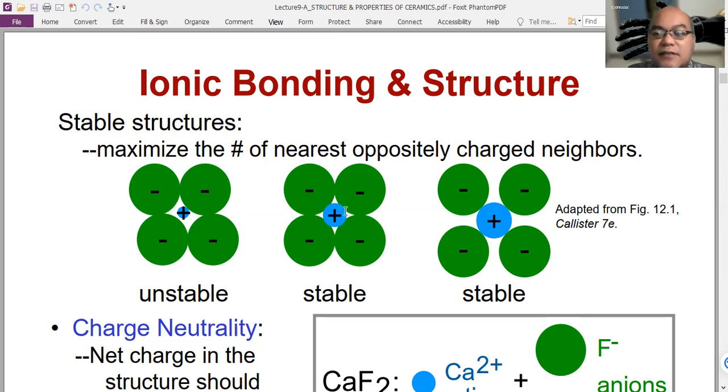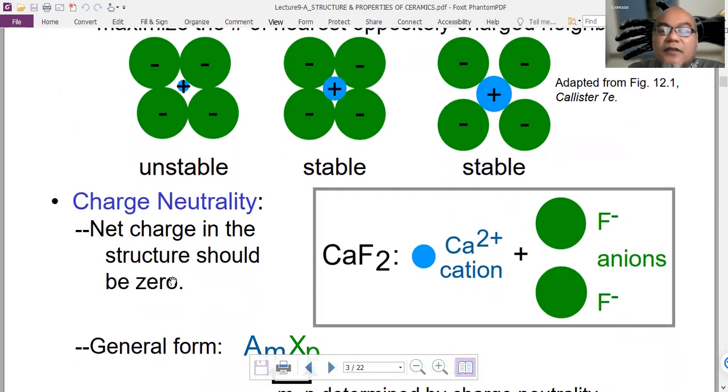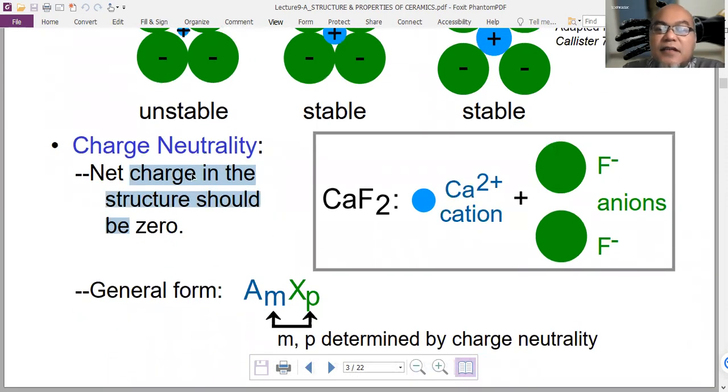Then when the positive ion just fits inside the space between the large negatively charged ions, it will be stable. Or it may be a little bit larger, so that there is still some small space between the negatively charged ions, and then it is also still stable. What also matters is charge neutrality. The net charge in the structure should be zero.